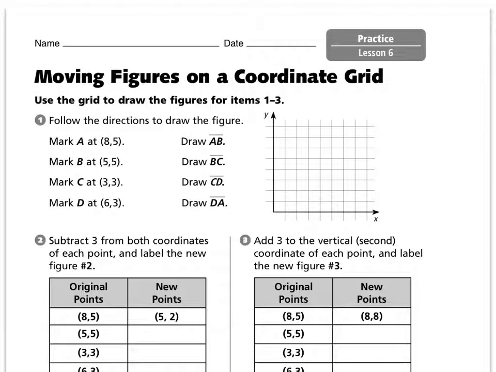Let's look at Chapter 12, Lesson 6, Practice. Moving figures on a coordinate grid. Use the grid to draw the figures for items 1 through 3. We're going to follow the directions to draw the figure.